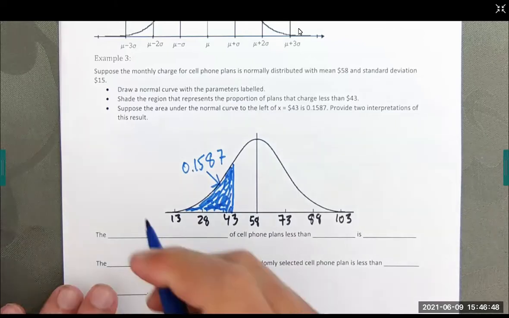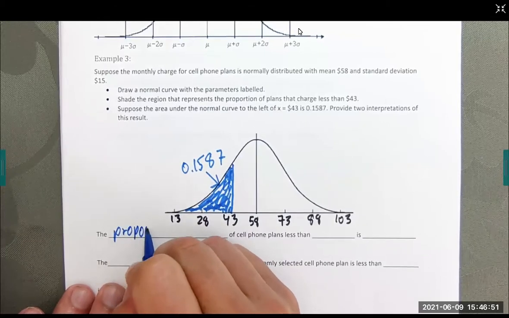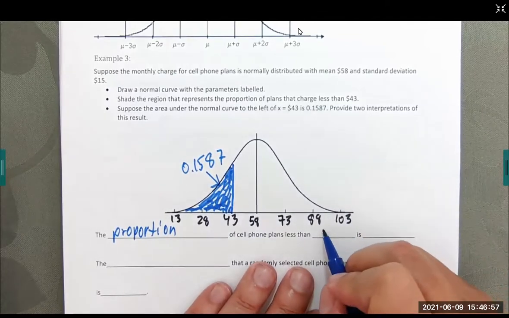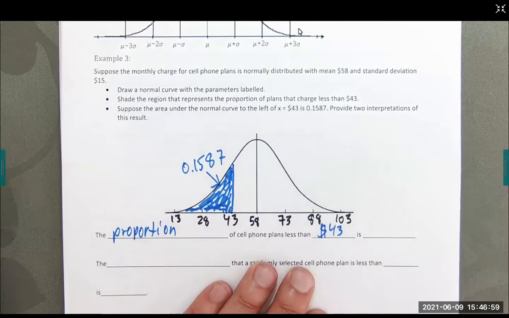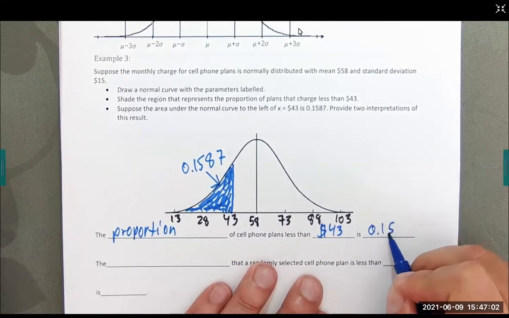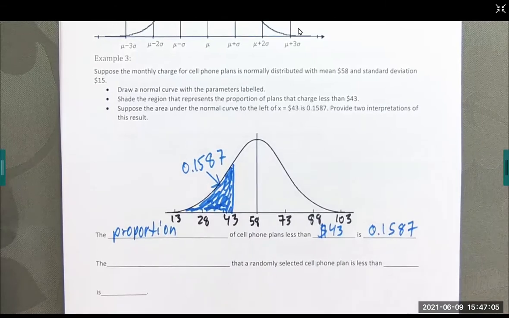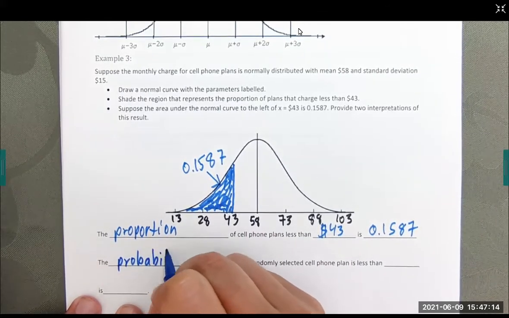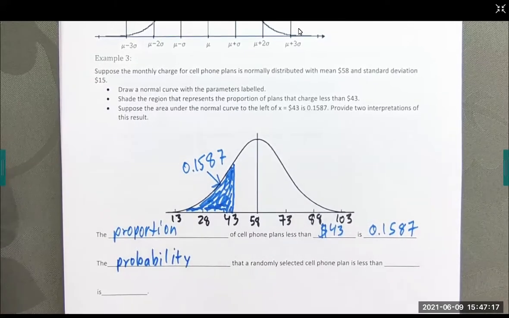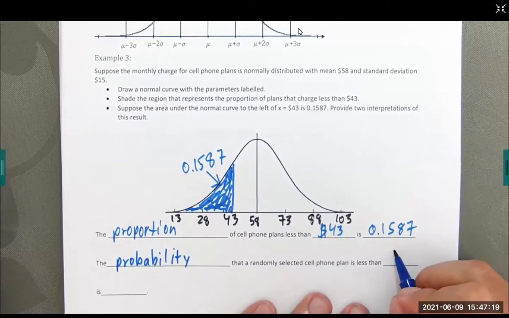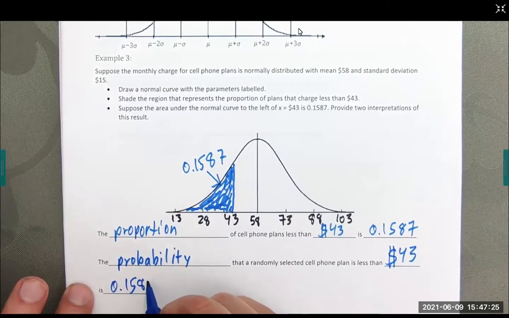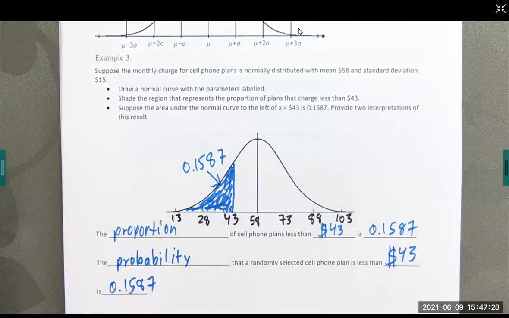We would say that the proportion of cell phone plans less than $43 is 0.1587. Now, another way to word this is to say that the probability that a randomly selected cell phone plan is less than $43 is 0.1587. We can view it as a proportion or as a probability.